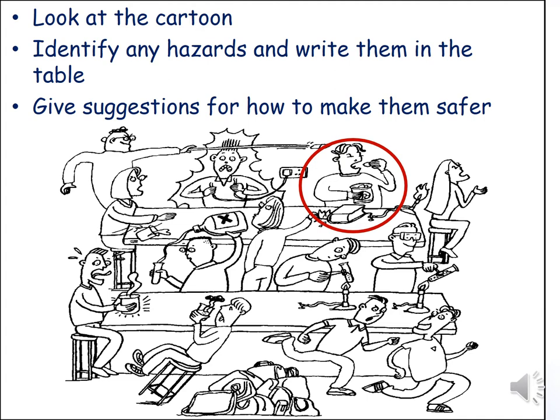Now another one that I can see is this student here. This student is heating some kind of solution up using a Bunsen burner and is looking directly at this solution. So they have a boiling tube and they're looking directly into it. As this solution is heated up, it's going to start bubbling, and the bubbles could splash into his eyes. That is very, very dangerous.